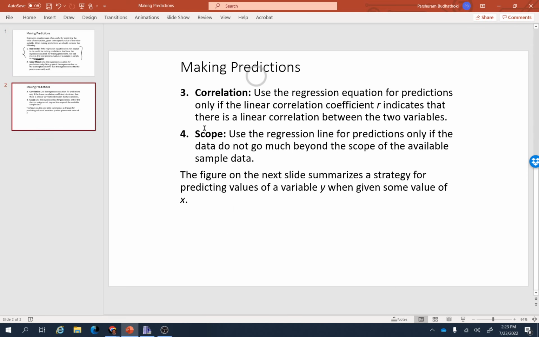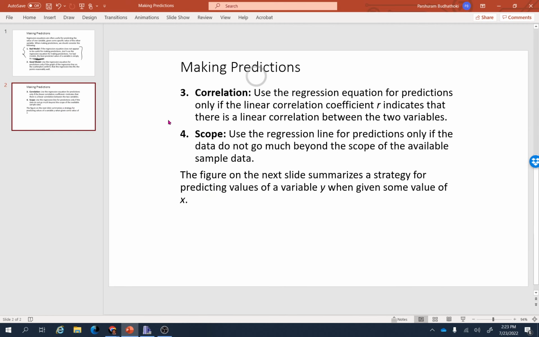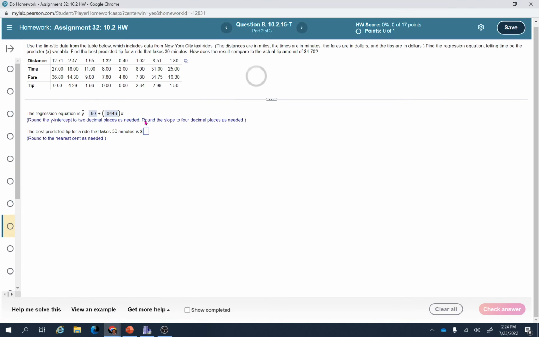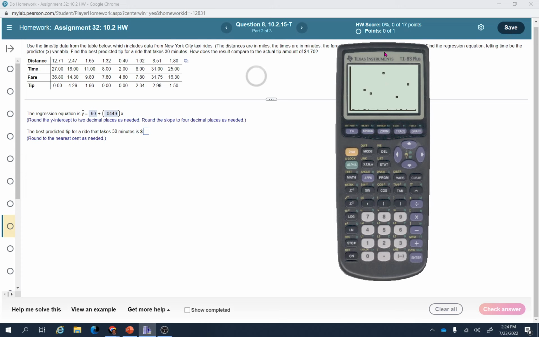You can also find the correlation. You can also find out the slope. To be a good model, number two, number three, and number four have to be true. But in this particular problem, because of this graph, it's not a good model, it's a bad model, so we cannot use this regression equation.